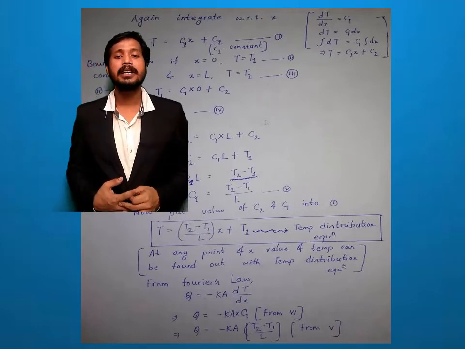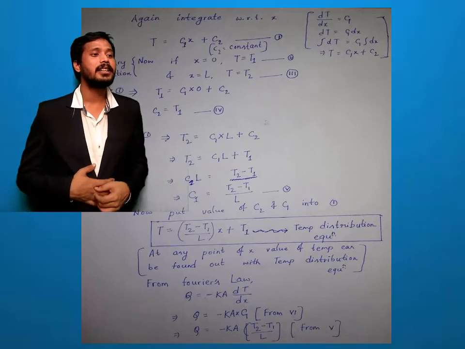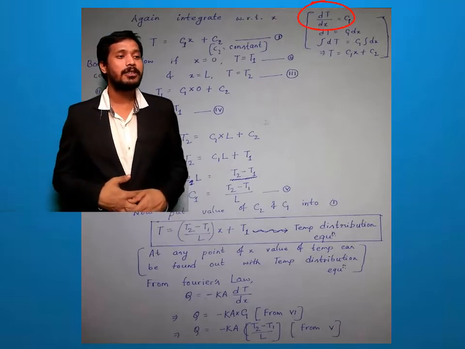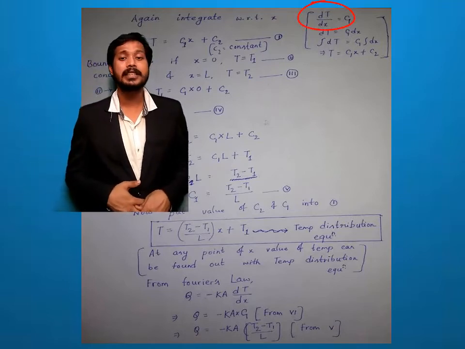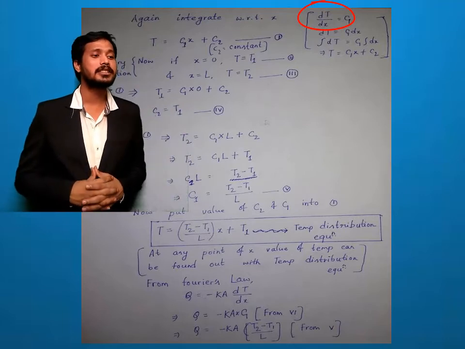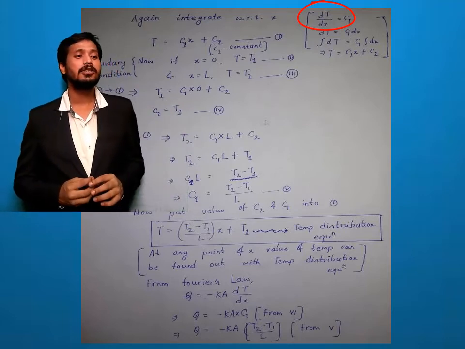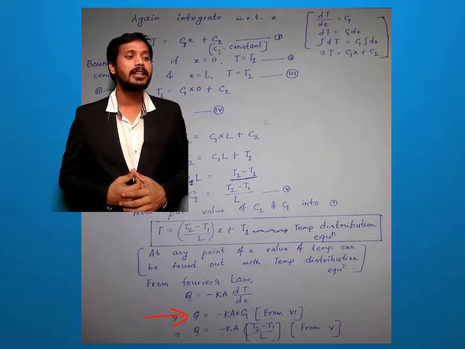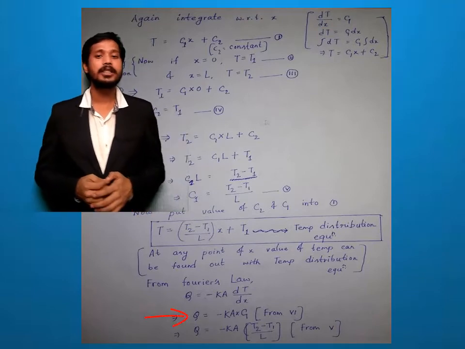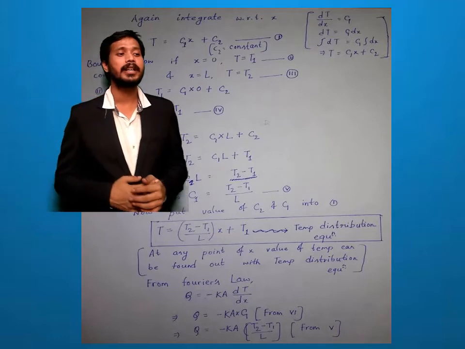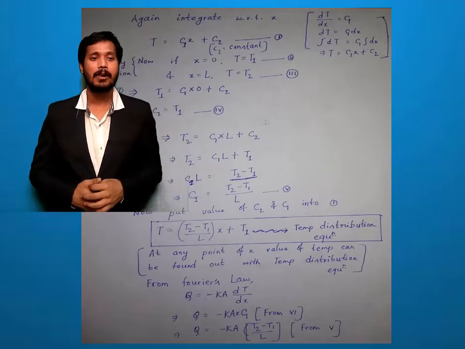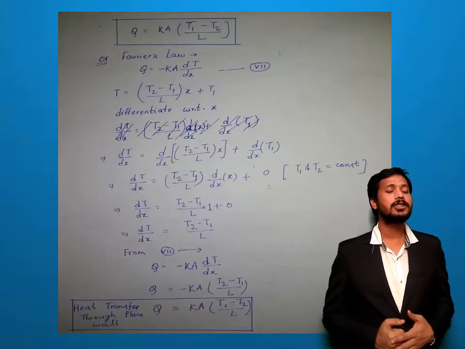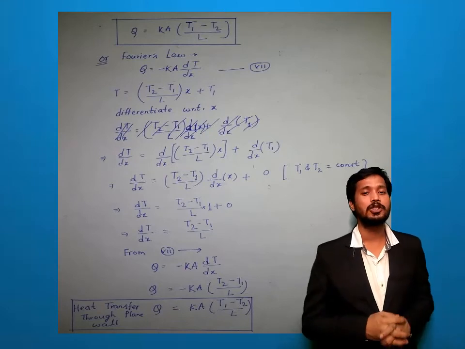So Q equals minus kA. Now the value of dT/dx is already given in equation number 6, where the value of C1 is (T2 minus T1) by L. So I'll put it in: Q equals minus k into A into (T2 minus T1) by L. So here we get Q equals kA (T1 minus T2) by L.